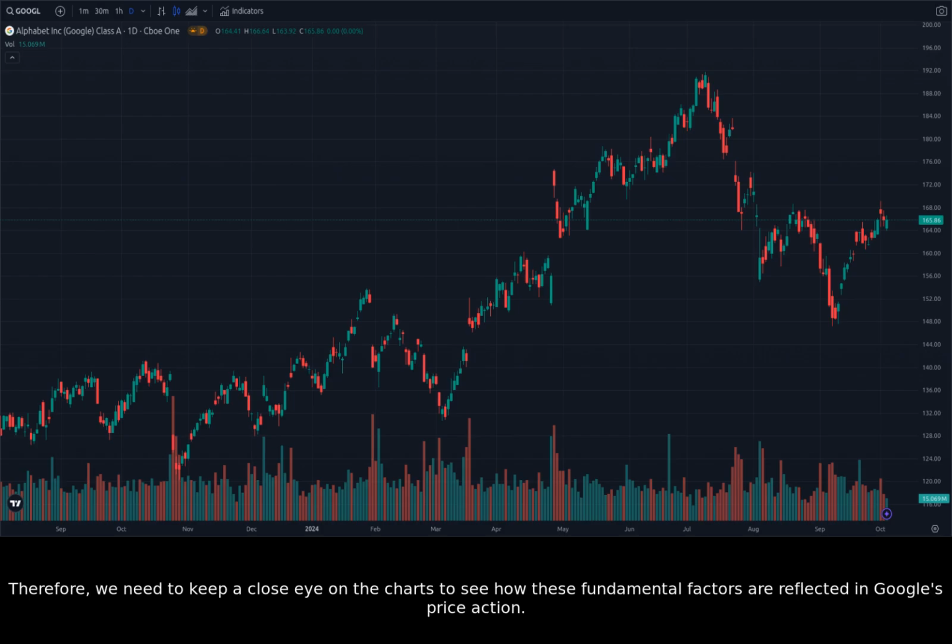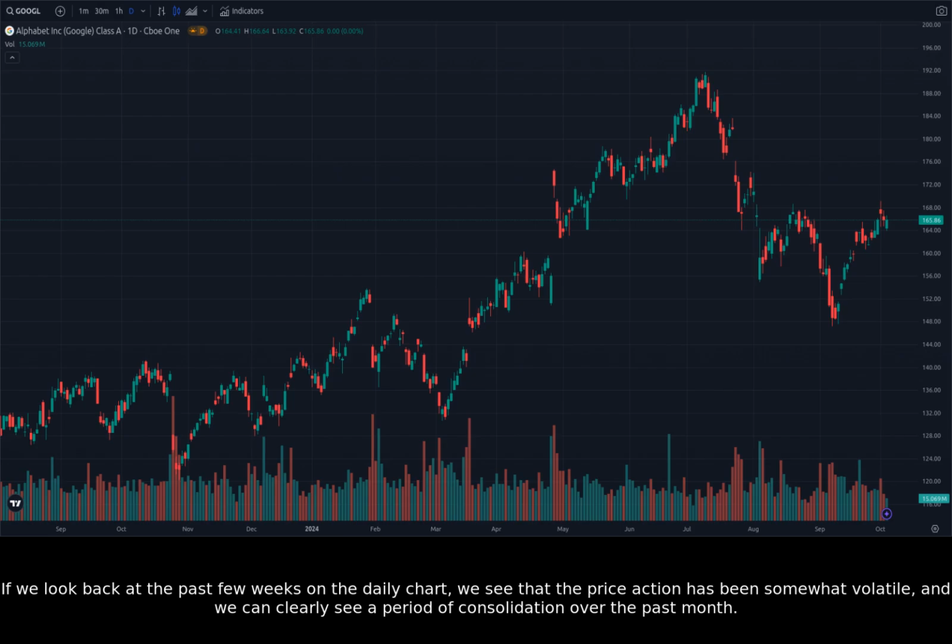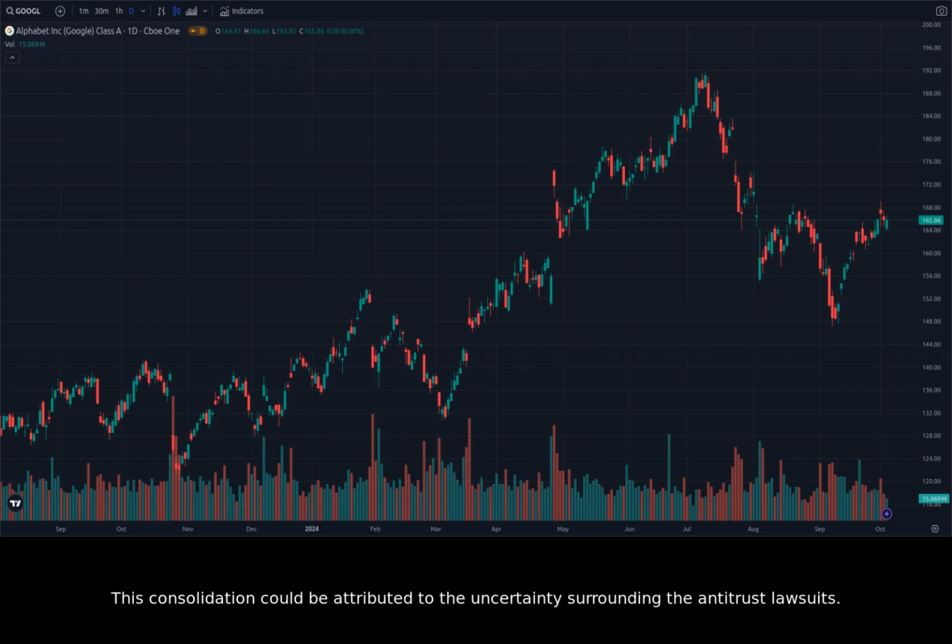Therefore, we need to keep a close eye on the charts to see how these fundamental factors are reflected in Google's price action. Now, let's take a closer look at the daily chart and see if there's any correlation between the news events and the chart data. If we look back at the past few weeks on the daily chart, we see that the price action has been somewhat volatile, and we can clearly see a period of consolidation over the past month. This consolidation could be attributed to the uncertainty surrounding the antitrust lawsuits.